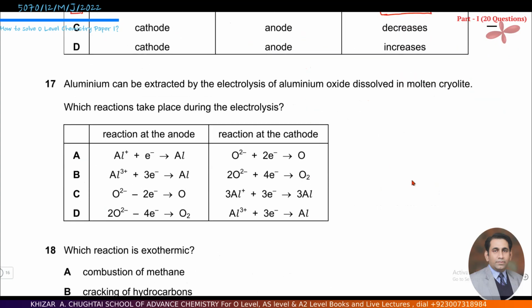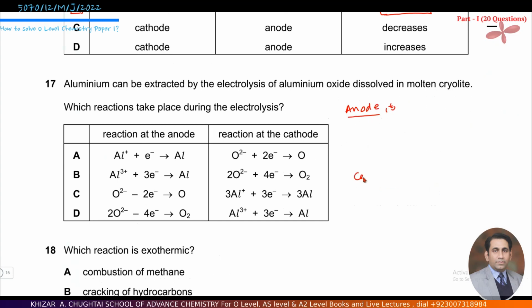Question number 17. Aluminium can be extracted by electrolysis of aluminium oxide dissolved in molten cryolite. Which reaction takes place during the electrolysis? Number one, what is happening at the cathode and anode?